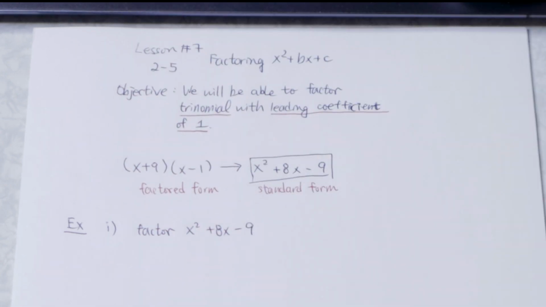So let's start with some examples. Example, Roman numeral 1. The keyword is always the word factor: x squared plus 8x minus 9. Your goal is to write me back the 2 parentheses that, when you multiply using the box method or distributive property, you get x squared plus 8x minus 9. Well, how do you do that? We're going to use the x game method.